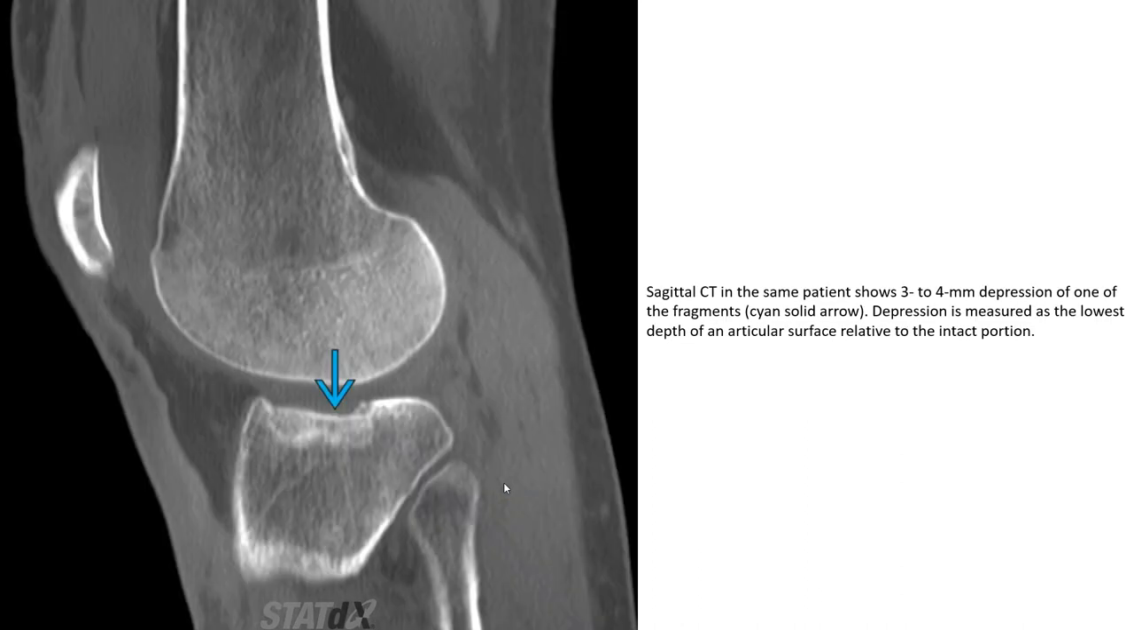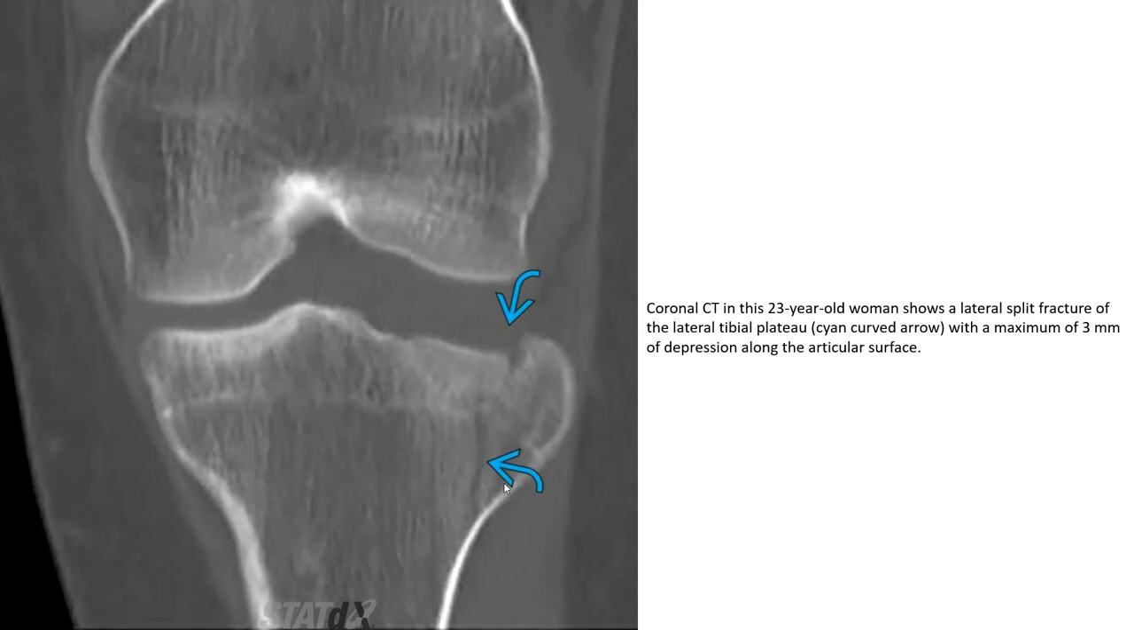The CT shows 3-4 millimeter depression of one fragment. Depression is measured as the lowest depth of an articular surface relative to the intact portion. The CT shows a lateral split fracture of the lateral tibial plateau, with a maximum of 3 mm of depression along the articular surface.